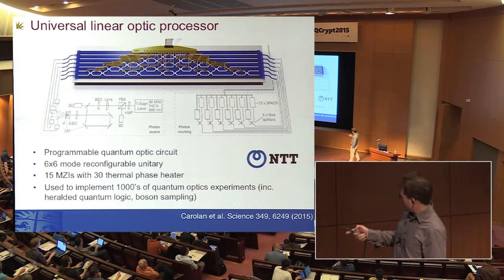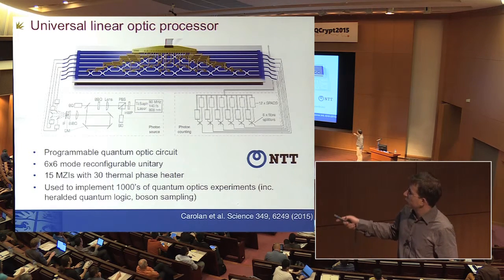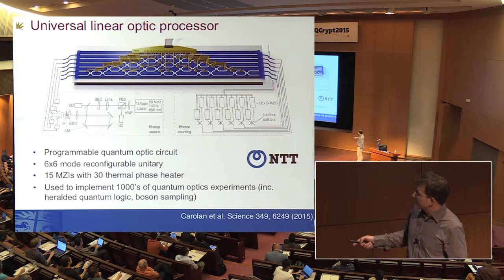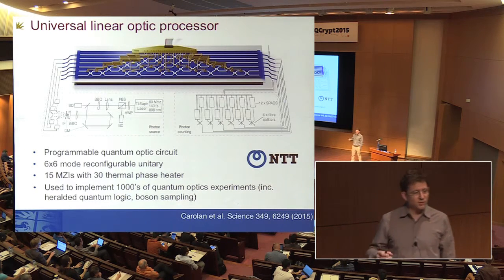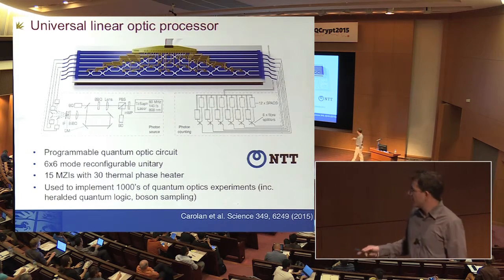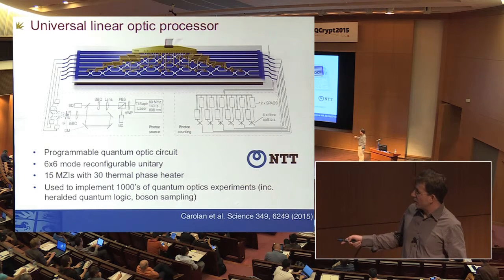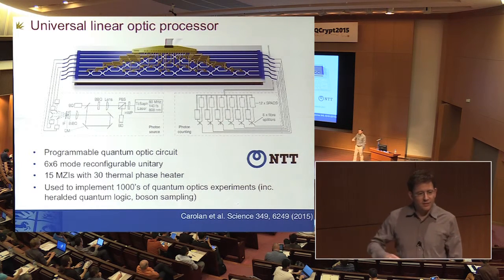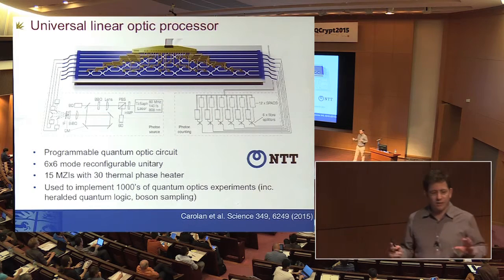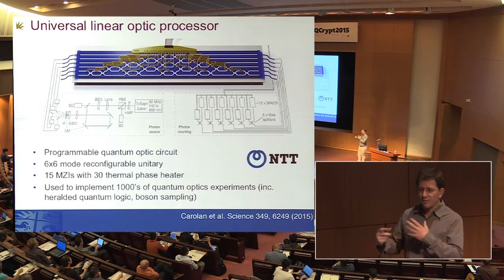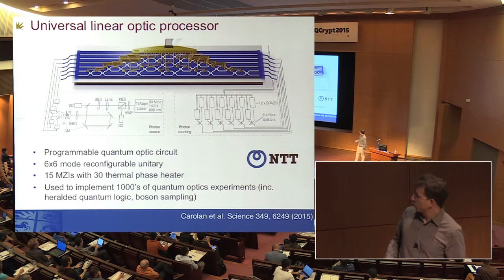We constructed a 5-photon source, injected those photons into the circuit, and reconfigured it thousands and thousands of times to perform a whole raft of different experiments, including heralded logic gates and boson sampling gates and circuits, and a whole raft of other things. And so it's a very, very versatile programmable device.